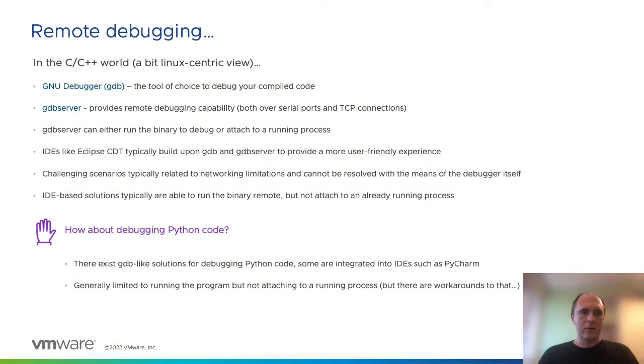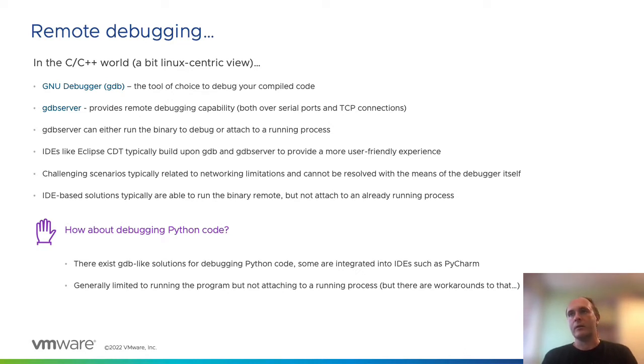So in the C++ world, and that is a little bit Linux-centric, the tool of choice for debugging your code is the GNU Debugger, also called GDB. GDB by itself lacks remote debugging features, so for this reason a separate tool called GDB server is used. GDB server actually runs on the target where the program being debugged is run, and GDB in turn is used as a client.